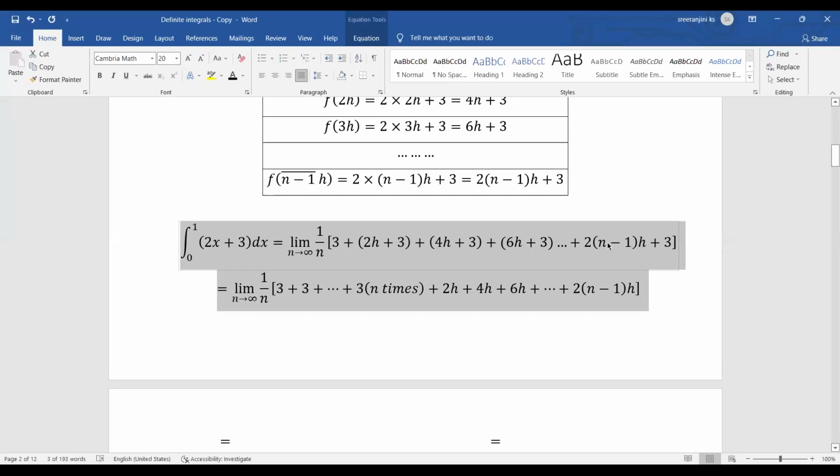Next step, we are going to group all the 3's. How many 3's are there? There are total n terms, starting with f of a to f of a plus n minus 1 h, total n terms. And we can see that in each and every term 3 is present. We are going to collect all the 3's. Then there will be n 3's, so 3 plus etc. plus 3, n times. Then what remains? Second term 2h is there, plus third term 4h, plus 6h, plus etc. The last term, that is the nth term, 2 into n minus 1 h.